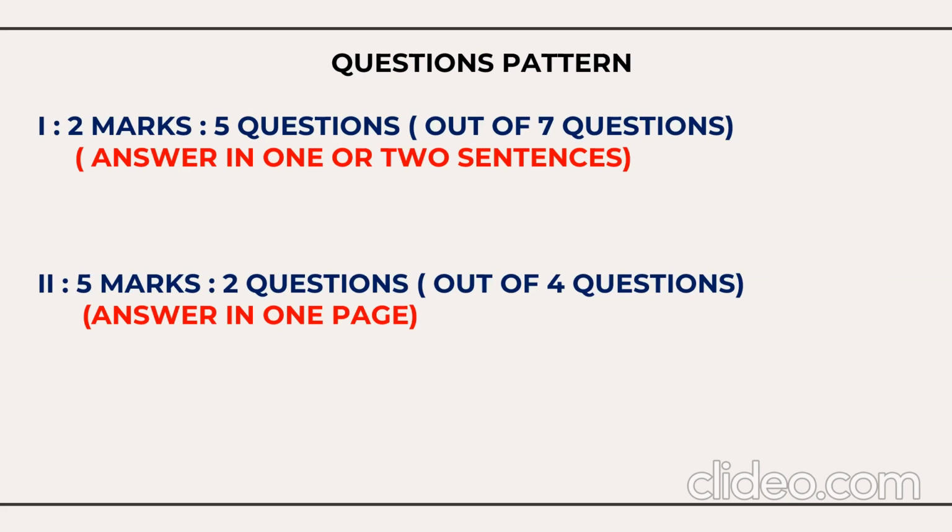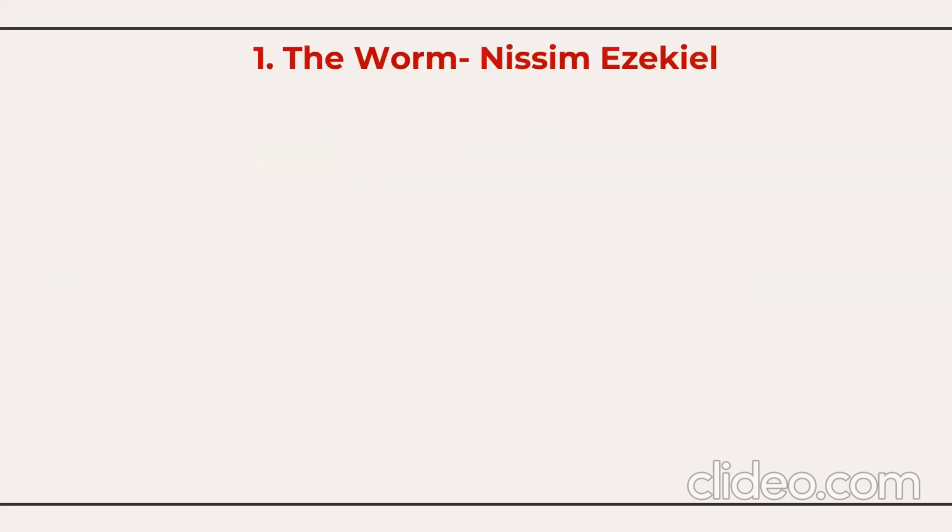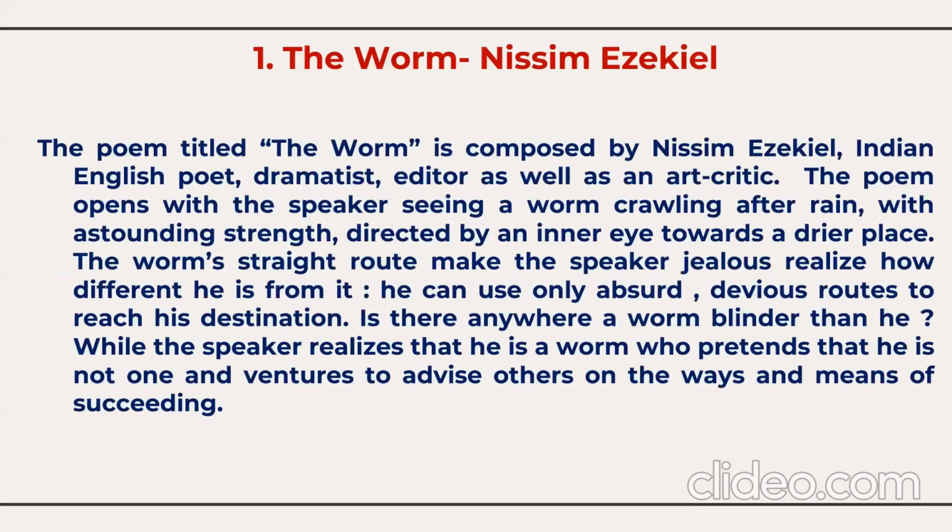So though this is a revision video, I thought let me give you a brief summary of all the 5 lessons. So last moment revision is going to help you a lot to remember the summaries of all the 5 lessons. So to begin with, we have the first chapter, The Worm by Nissim Ezekiel.